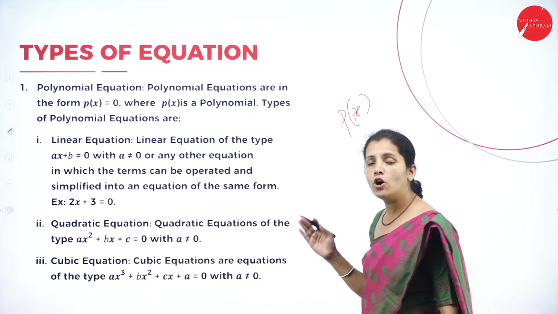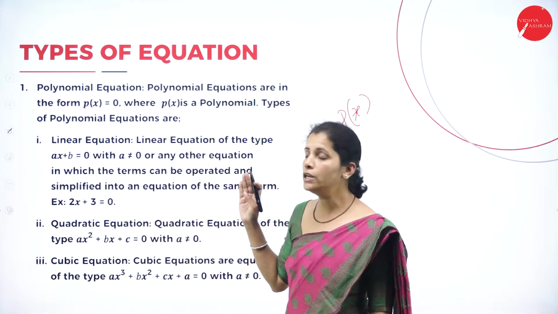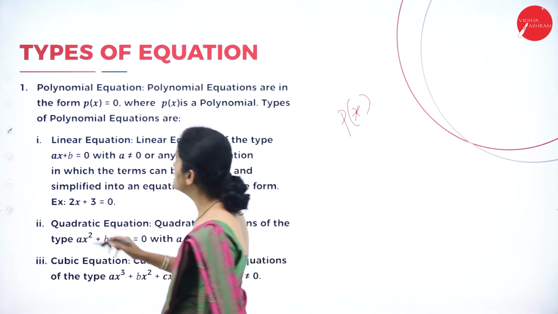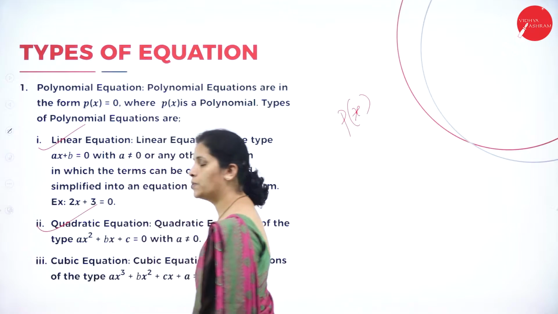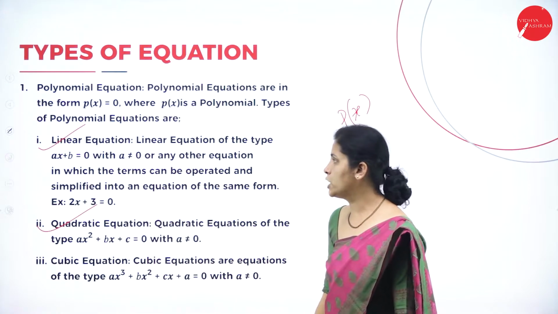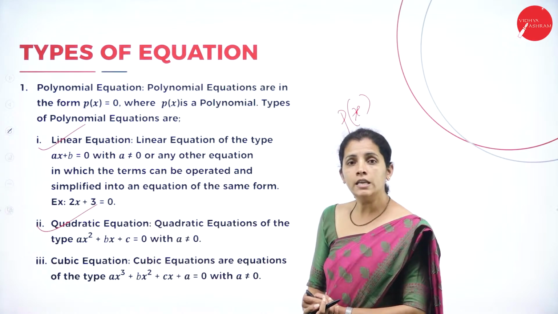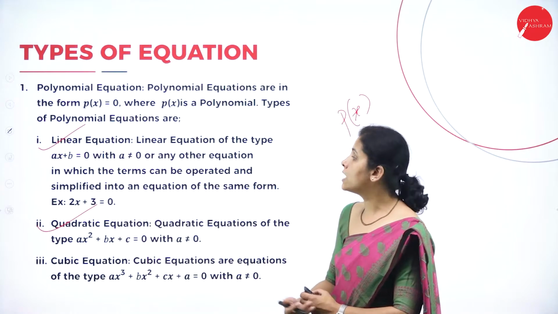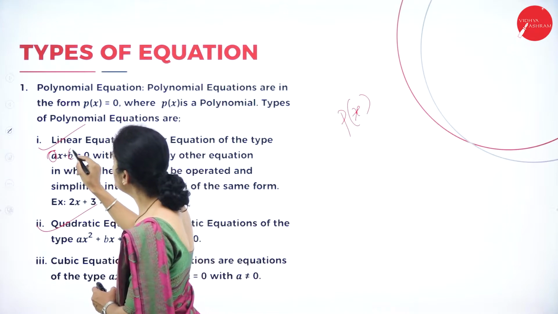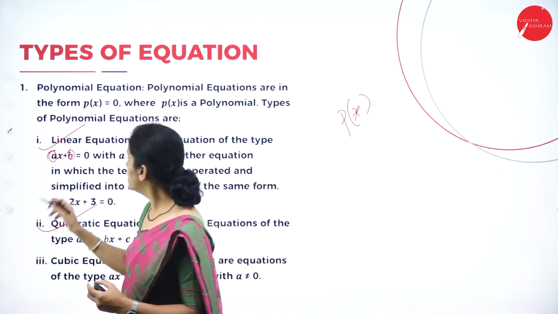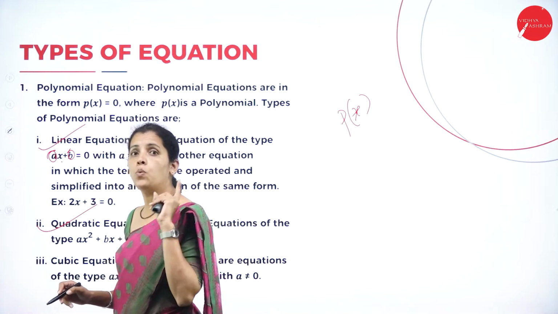Now, this polynomial equations are further divided into three different types, that is linear equation, quadratic equation and cubic equation. So what is linear equation? Linear in the sense what? I have two variables, that is a and b. But what about x value? That is the power of x is 1.